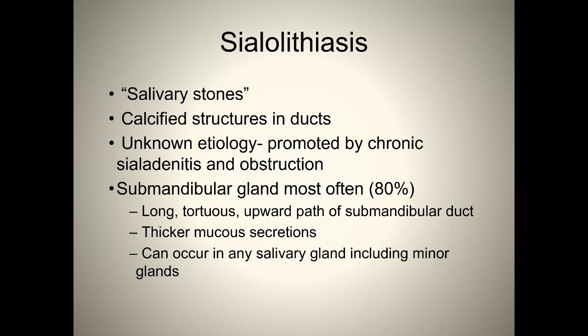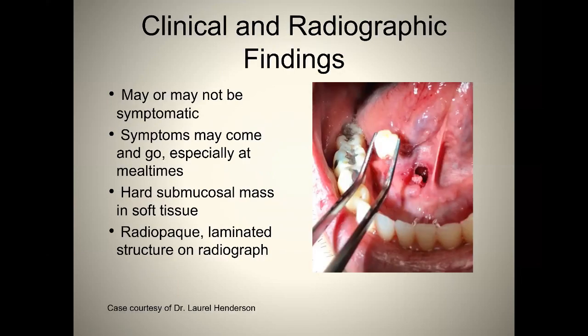So you can see this in the buccal mucosa, you can see this in the lips, you can see this in the tongue, though tongue would be exceedingly rare. I've seen it in the buccal mucosa and in the lips, in addition to obviously the major gland ducts, especially the submandibular duct. Now, these may or may not be symptomatic, and that really depends on if the saliva can flow around the stone. If the stone is fully obstructive, then the patient is likely going to have symptoms. And the symptoms come and go and wax and wane, and they are especially worse at meal times.